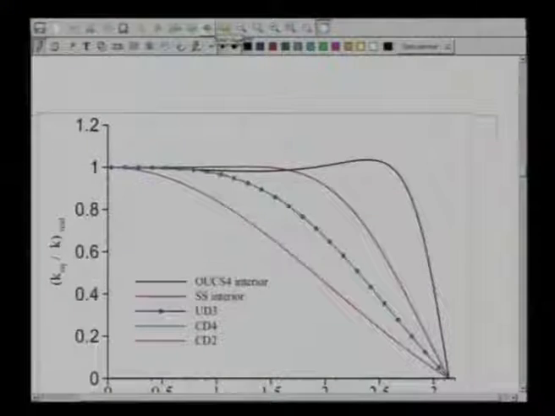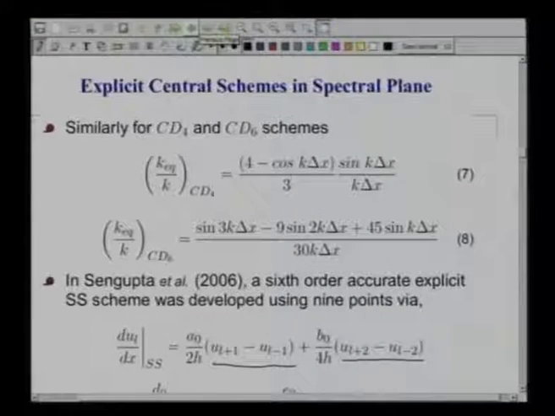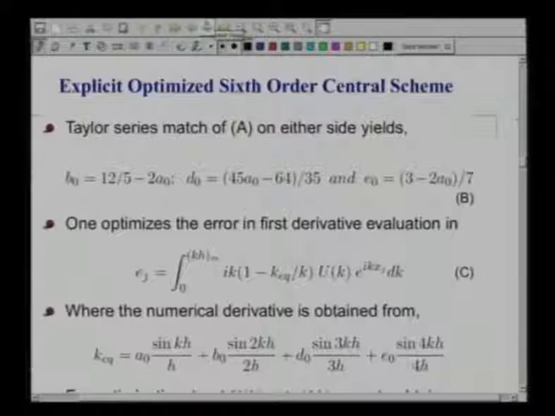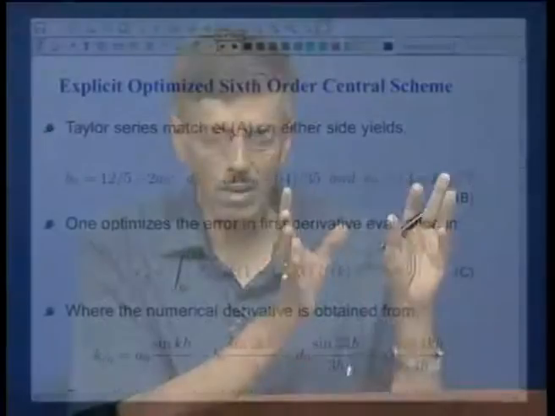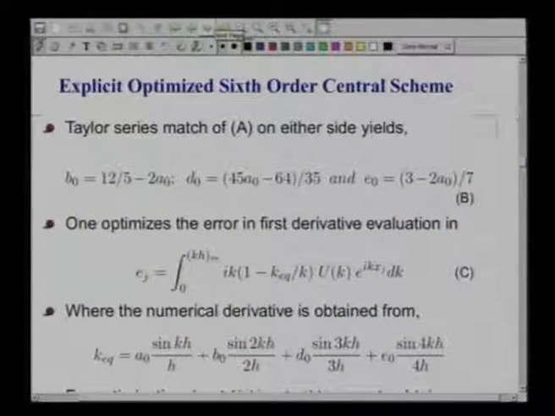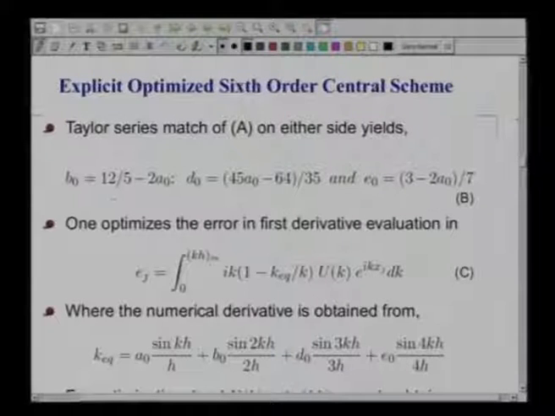Why? Because you can see the way these terms appear pairwise with a minus sign in between. So, if you do a Taylor series, this will only retain the odd derivatives, and all even derivative terms drop out. Then you successively equate the odd derivatives on the left and right hand side, and write everything in terms of one parameter. Here we have used a naught as the parameter, and matching the Taylor series, we get expressions for b naught, d naught and e naught in terms of the parameter a naught.